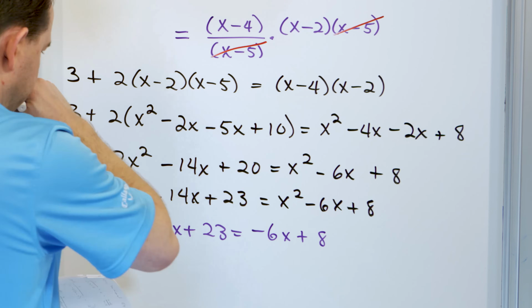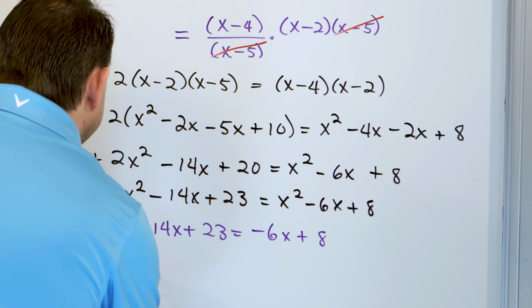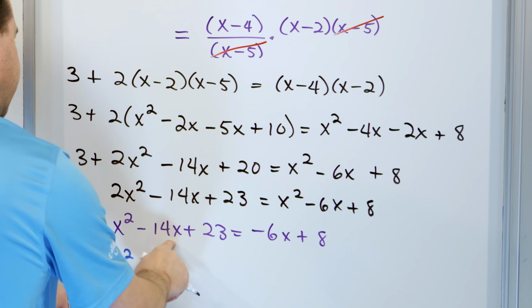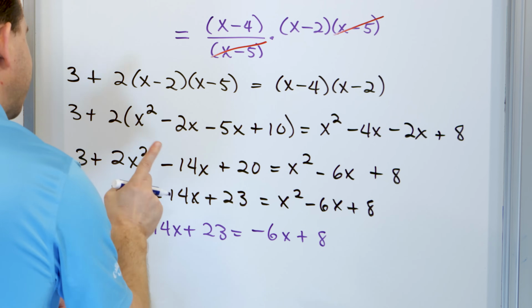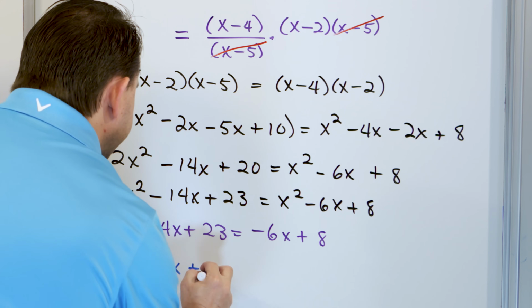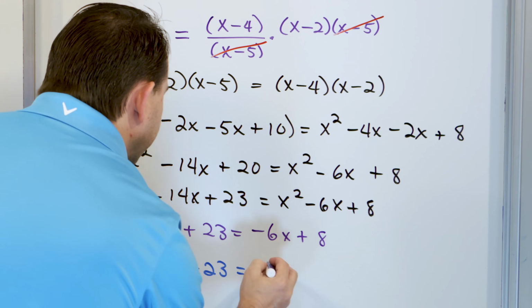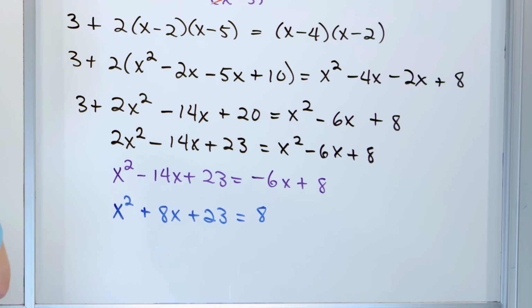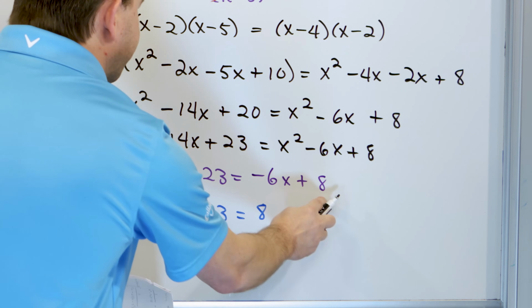So what we're going to have here, when we add it, is we'll have the x squared. Now we have negative 14 plus 6. When you have negative 14 plus 6, you'll get a positive 8x. You'll have the 23 along for the ride. On the right-hand side, all you have is the 8. And then the only thing that remains is we have to move this 8 over by subtracting it.